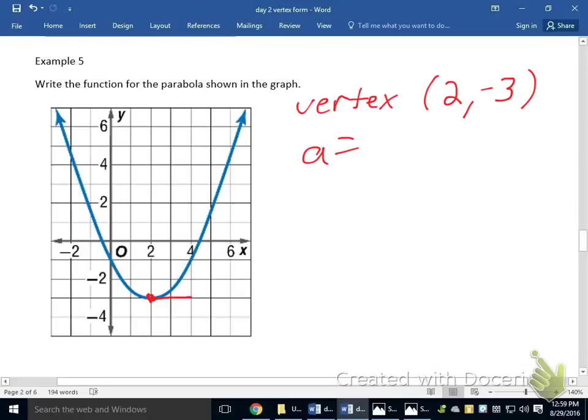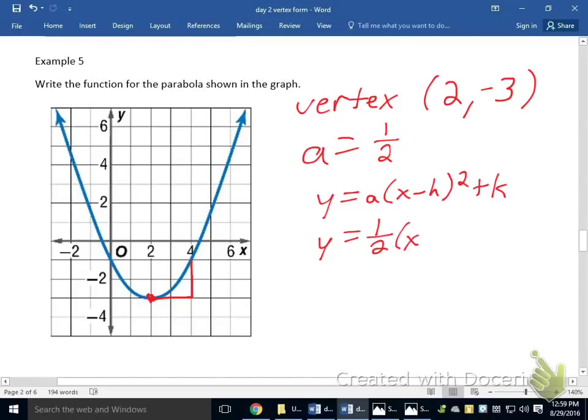Let's go to the right 2 units. 2 squared is 4, but instead of going up 4 units, it's only going up 2 units. So it is, in fact, an a value of positive 1/2. I know it's positive because the graph is opening upward. Now I'm ready to drop it into vertex form. So y equals 1/2 times x minus 2 squared minus 3. Because it's plus negative 3, I'm just going to write that as minus 3. And there's my answer.